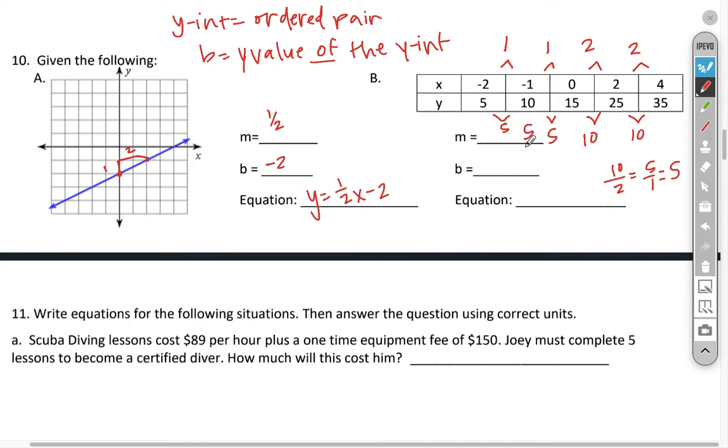Remember to find our y value, we're going to look for an x value of 0. So that's going to be right here. So our b is 15. Then we can write our equation. Y equals 5x plus 15. So good example of not to do what I do and rush through it and just assume that it's all the way down. Make sure you're actually checking these.